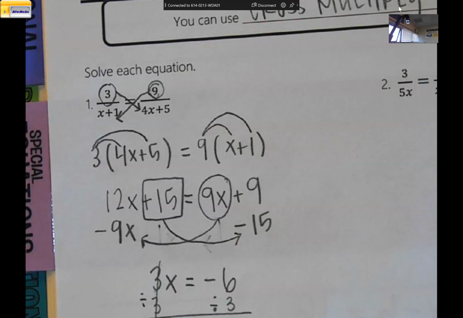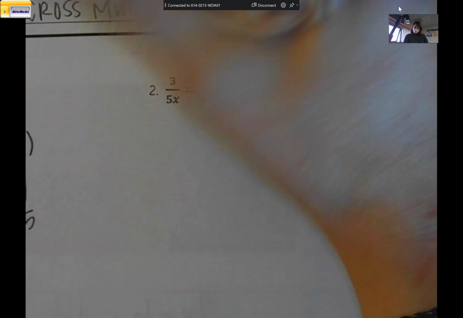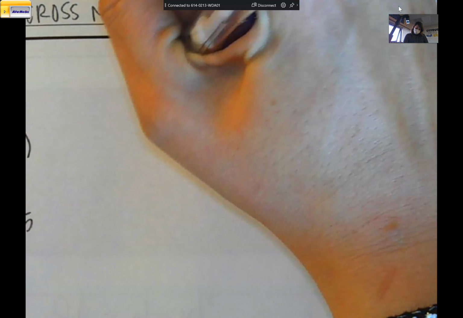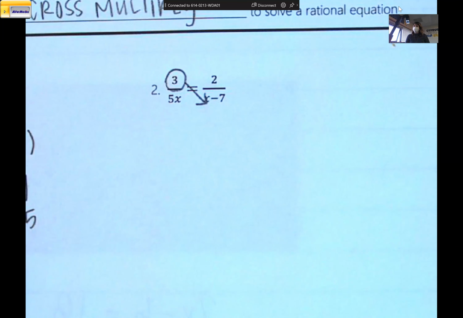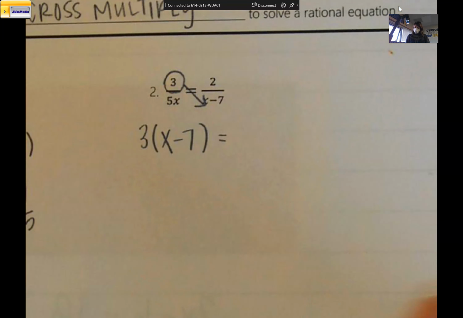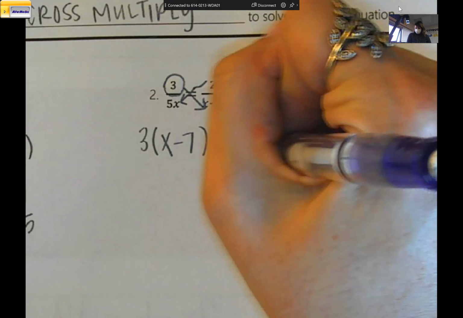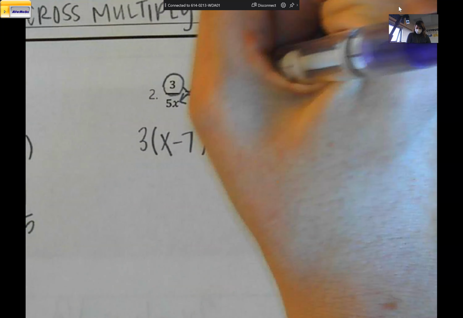Yeah? Okay. Next one, very similar. So we're going to keep up with our cross multiply situation. We're going to take this 3, multiply it down to the bottom right. That's going to look like 3 times x minus 7. That's going to equal, this time we're multiplying 2 and 5x.